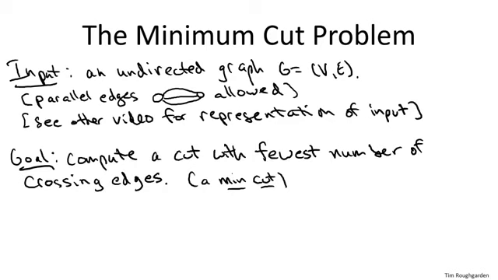Now, I do sort of assume you've watched the other video on how graphs are actually represented, although that's not going to play a major role in the description of this particular algorithm. And again, the goal is to compute the cut. So a cut is a partition of the graph vertices into two groups, A and B. The number of edges crossing the cut is simply those that have one endpoint on each side. And amongst all of the exponentially many possible cuts, we want to identify one that has the fewest number of crossing edges, or a min cut.